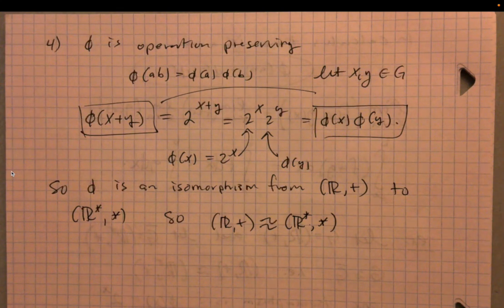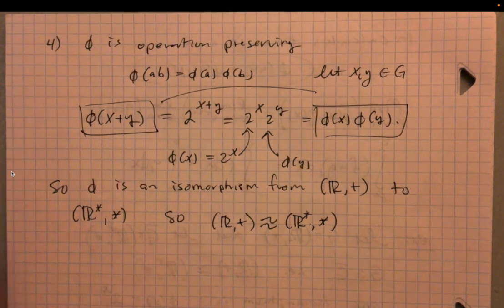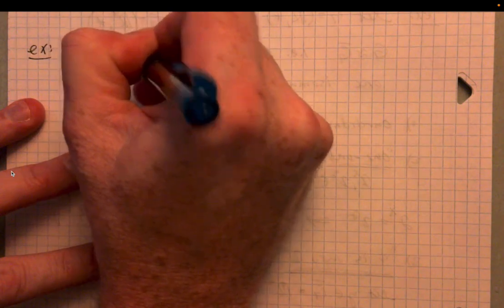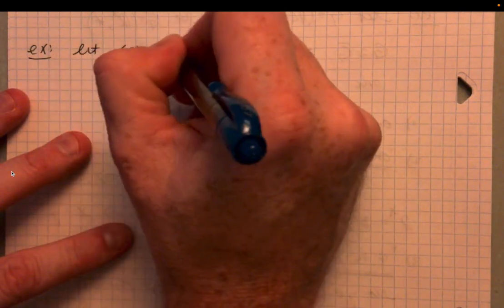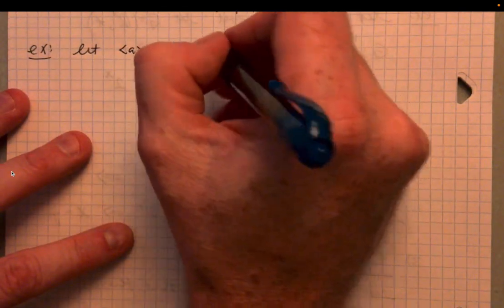All right, very good. Now let's take a look at a couple more examples. I think these are all good. Let A be the infinite cyclic group generated by some number A.